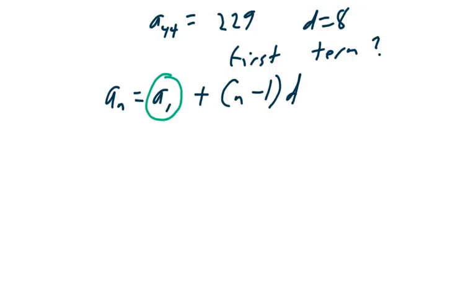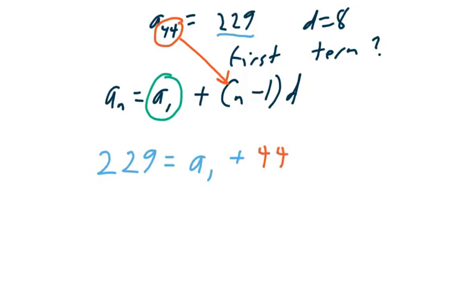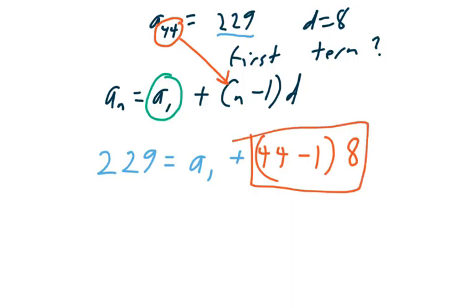So for a sub n, I'm going to put in 229 because that is the number right there. A sub 1 stays the same. n is 44 because it said a sub 44, and the subscript is always what n is equal to, minus 1 times 8. Now 44 minus 1 times 8 is 344.